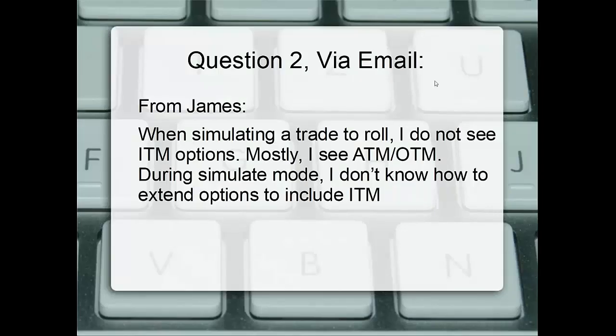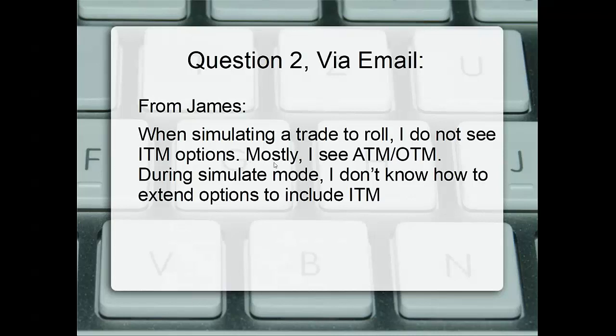And let's take a look at James' question, number 2 via email. When using the portfolio tool and simulating a trade, I do not see in the money options. Mostly I see at the money and out of the money, right? I'll explain all that in a second. During simulate trade mode, I don't know how to extend options to include in the money.